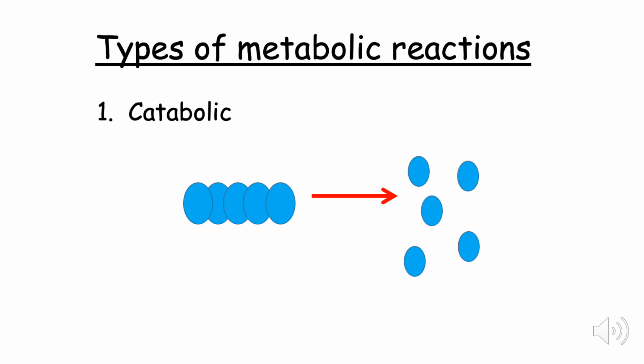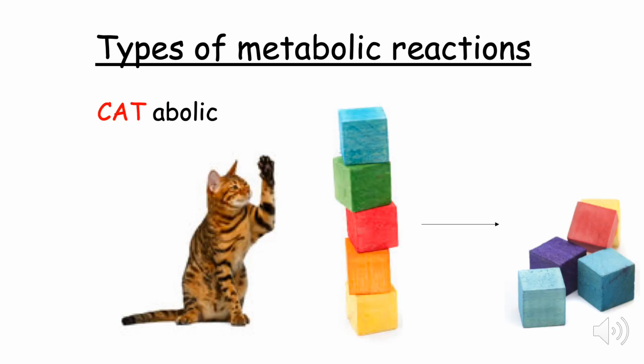Catabolic reactions break down large molecules into smaller ones. We use the analogy of a cat, get it, catabolic, and we talk about it knocking down a large tower, because it's a large molecule, into smaller ones. So catabolic reactions break down large things into small things.